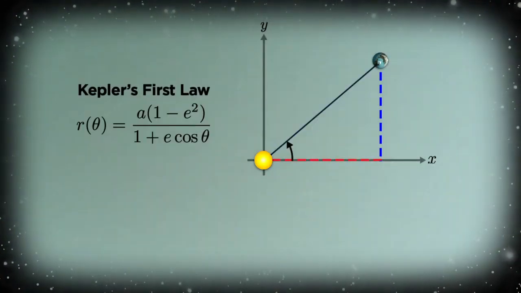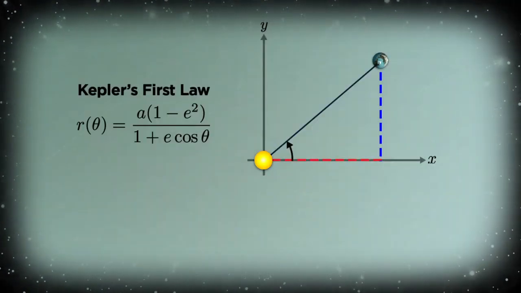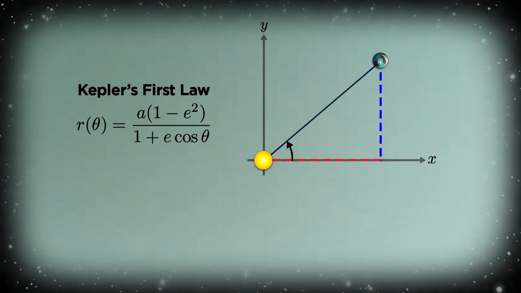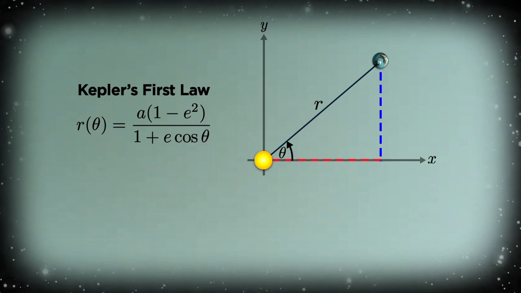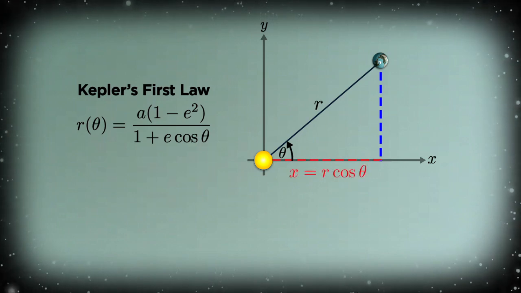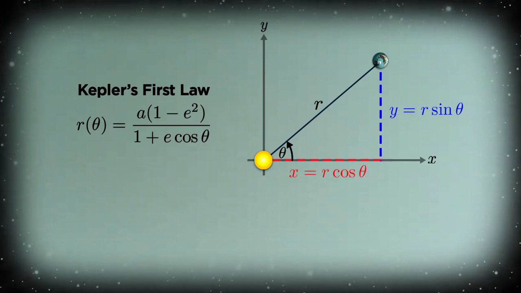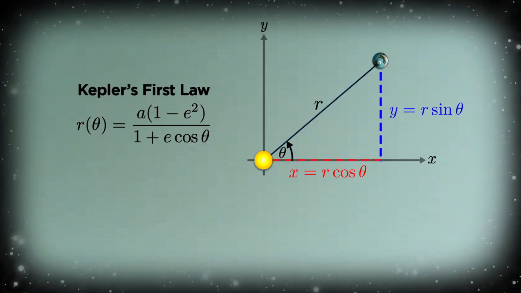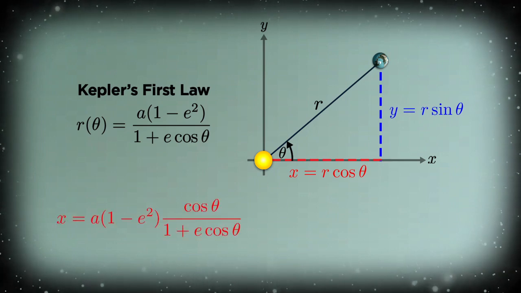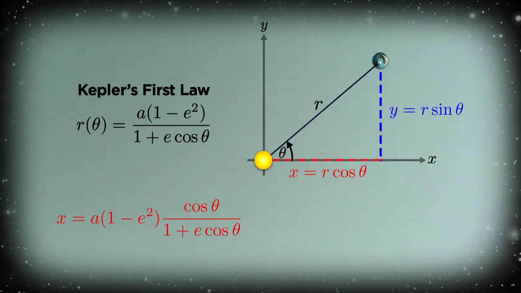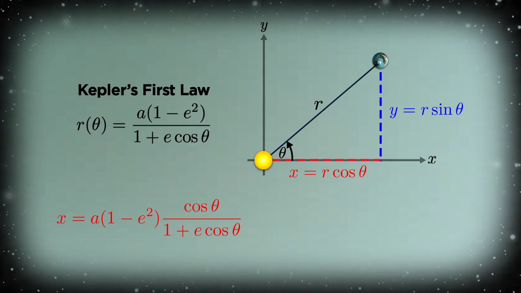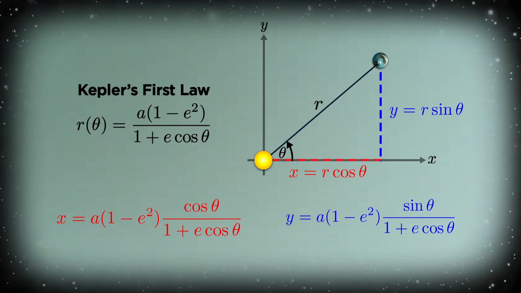So let's convert to Cartesian coordinates. In general, when the polar coordinates are r and theta, the x-coordinate is r times the cosine of theta, and y equals r sine theta. So for our planet, x is a times 1 minus e squared times cos theta over 1 plus e cos theta. And we get a similar equation for y.